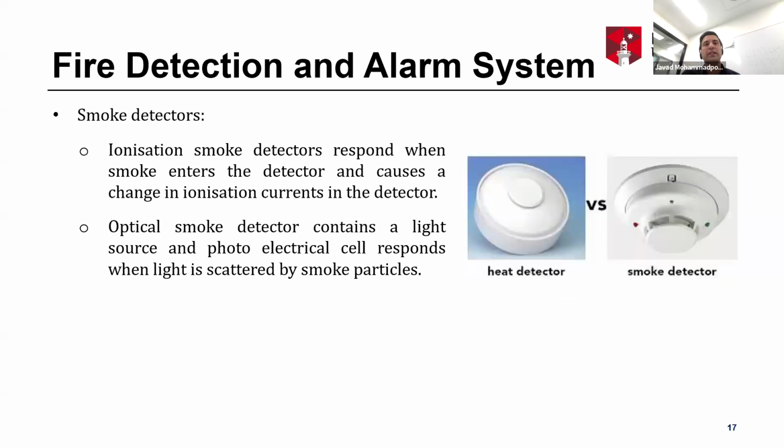The second one is the smoke detector, and maybe you get confused between the heat detector and the smoke detector, but they are different. As you can see in the figure, the ionization smoke detectors respond when the smoke enters the detector and causes a change in ionization currents in the detector. An optical smoke detector contains a light source, and the photoelectric cell responds when light is scattered by smoke particles.